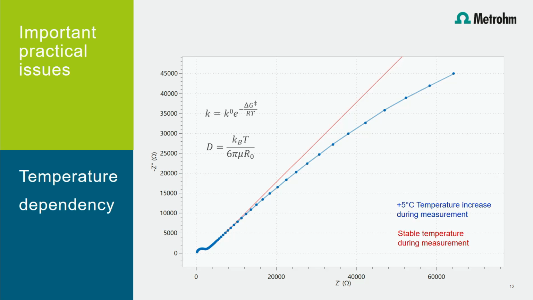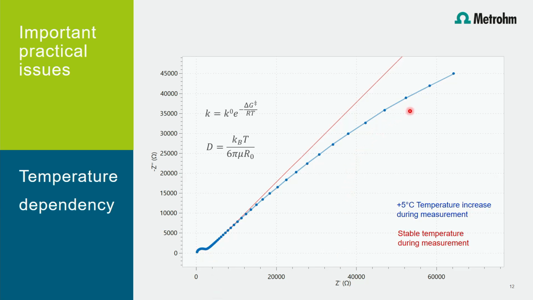This example here shows two different measurements. The red curve shows a measurement at a constant temperature of 15 degrees Celsius, and the blue curve represents the same measurement on the same sample, while the temperature was increased from 15 degrees Celsius to 20 degrees Celsius during the measurement. Because high frequencies are measured very fast, the temperature change was negligibly small for the data points building the semicircle. They have been measured in a few seconds.